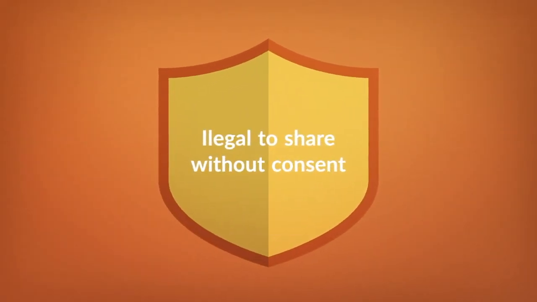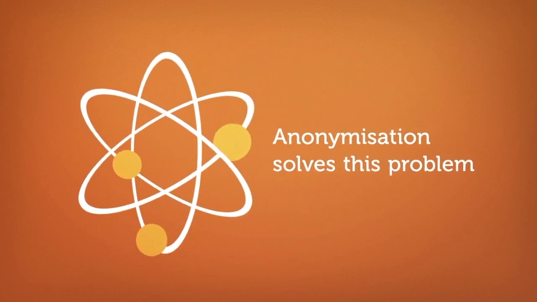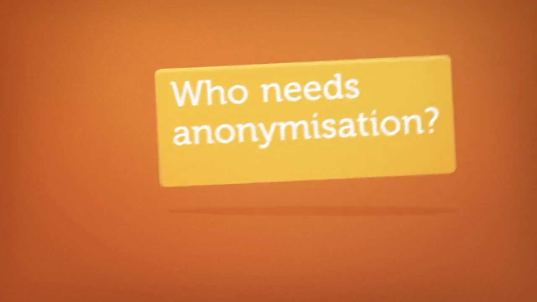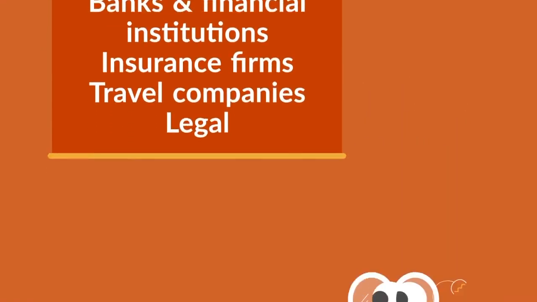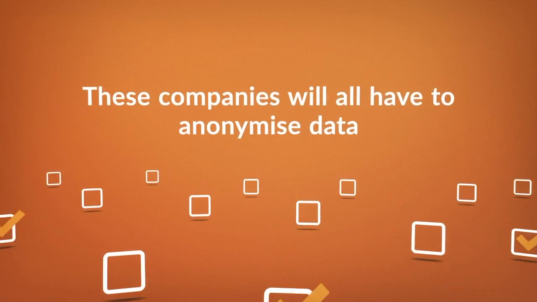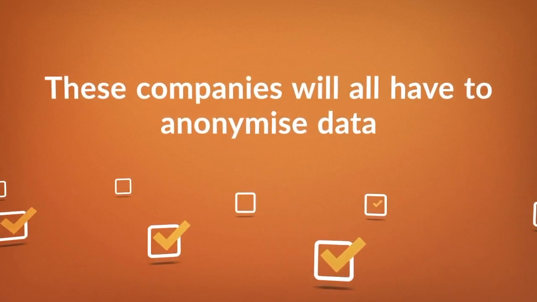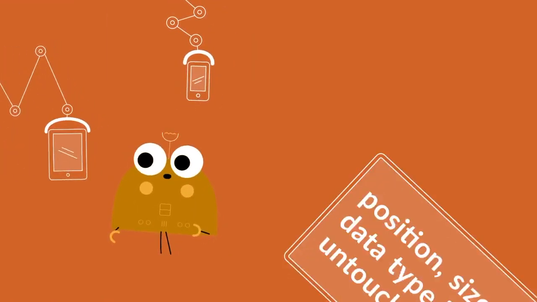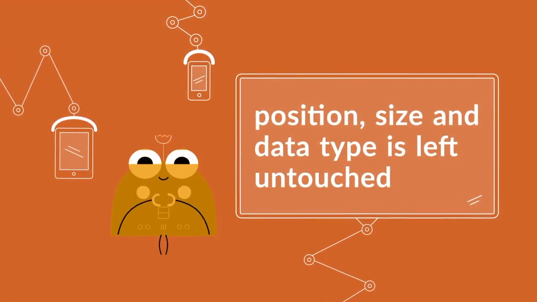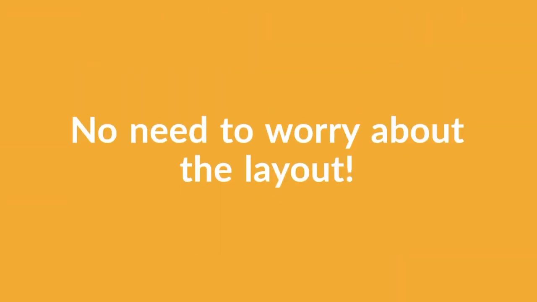With GDPR, it has become illegal for companies or governments to share data without consent or permission. Anonymization solves this problem in a large measure, together with encryption and policy statements. But who needs anonymization? Companies dealing with personal data on a daily basis, such as banks and financial institutions, insurance firms, travel companies, and legal firms, will all need to consider anonymizing customer and user information. Data anonymization methods include encryption, generalization, pseudonymization, and perturbation. A benefit of using anonymization is that the position, size, and data type will be left untouched, meaning that there is no need to worry about the layout of whatever it is you need anonymizing.